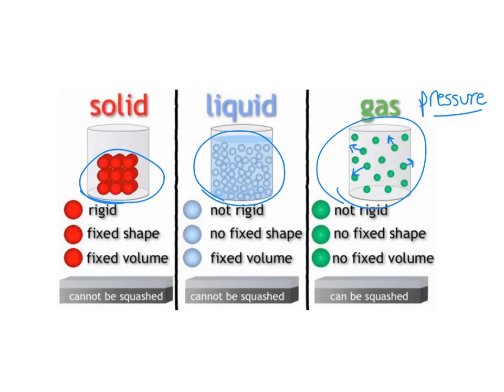So we're going to be talking about pressure. We're going to be talking about volume of gas, which is how much space it takes up, and also the temperature of gases, and how all three of those things are related. They're all connected together when we talk about gases, and so there are lots of equations that are going to go along with that.